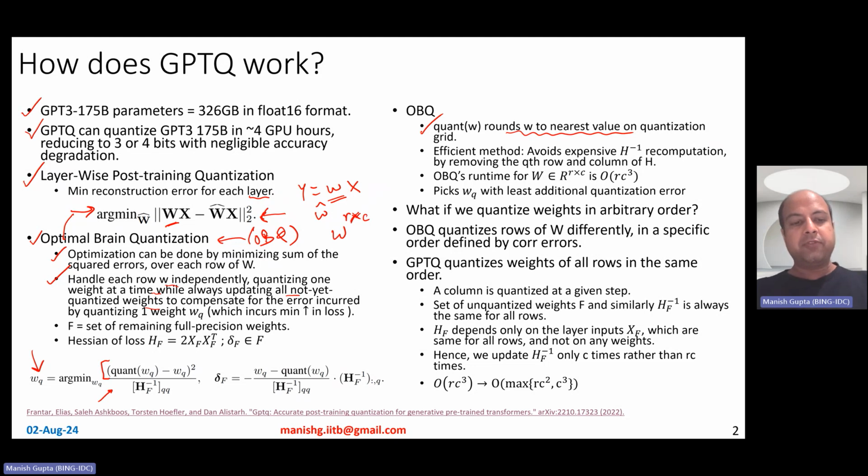So which weight do you choose? You choose the weight which leads to minimum quantization error as well as minimum increase in the loss if you quantize this weight.